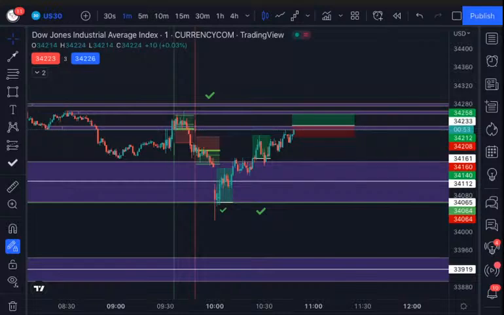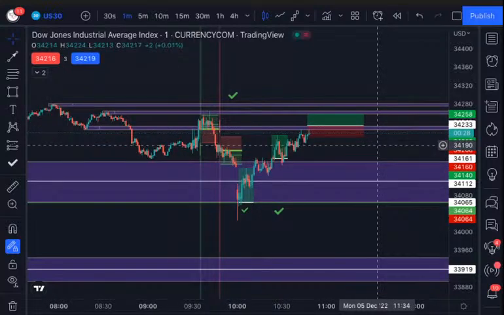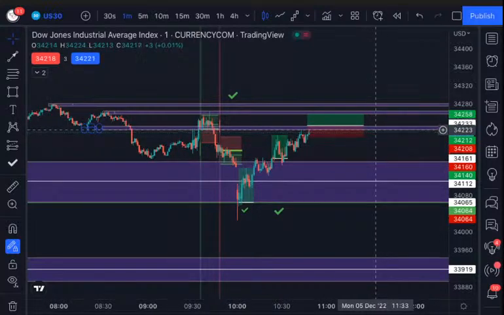There goes that push. It hit that zone. Let's see what happens here. Wick, wick off. Yep, it's holding that level. Sheesh. It's gonna do it, I can feel it. It's holding at 34223. That's literally the bottom of the zone I have.